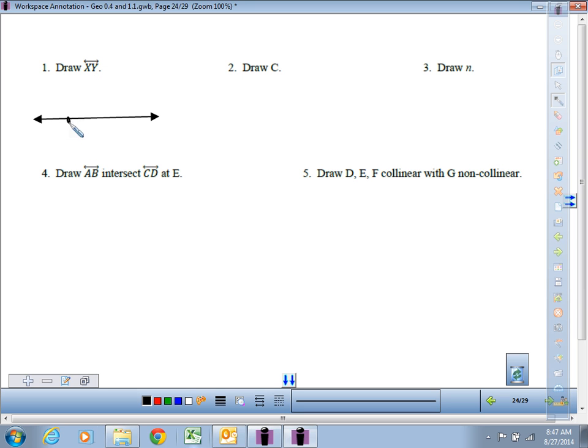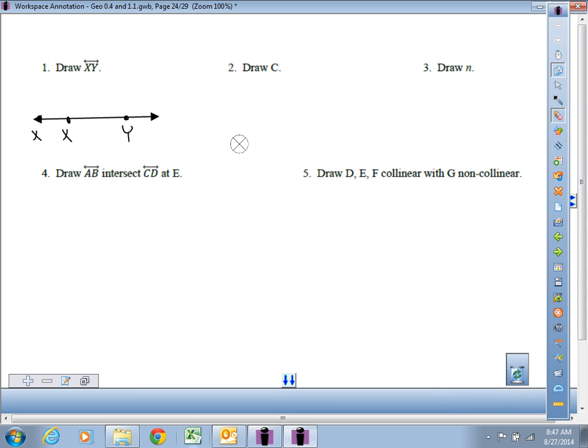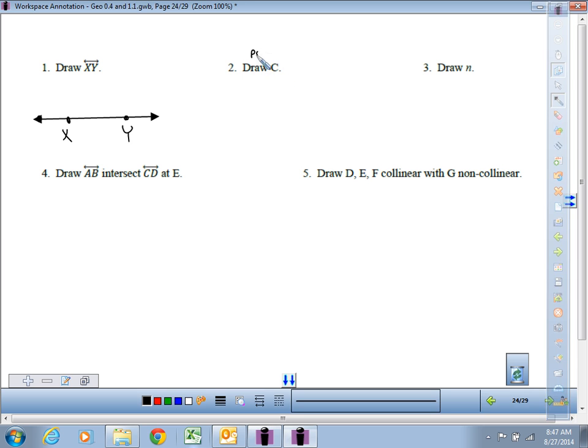So we will put point X here, point Y here. Does it matter where they go? No. I just don't like when people put them way out here, because that's the arrowhead. Put it just inside that. All right, that's the best way to do it. Now, this next one says draw point C. That's how easy this is. We draw a point, we name it C. Done. That's all we had to do right there.